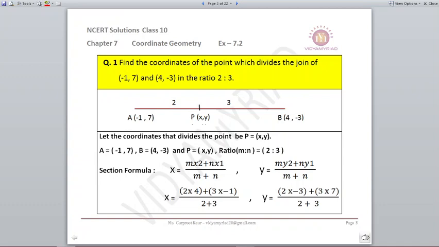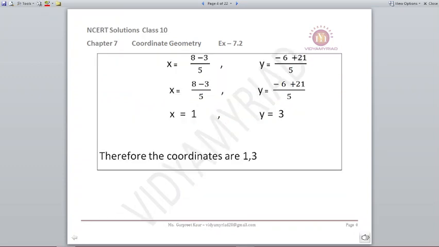Same way m will remain same as 2 and y2 will become, what is y2? -3, that is B coordinate, plus n, n is 3 into y1, what is y1? y1 is A coordinate, that is 7. So we will put this into this formula. On solving, we will get x as 1 and y as 3. So that means the coordinates P for x and y will be 1, 3.